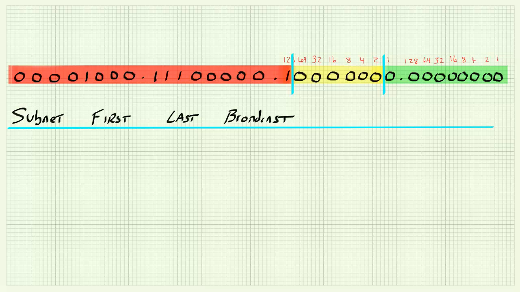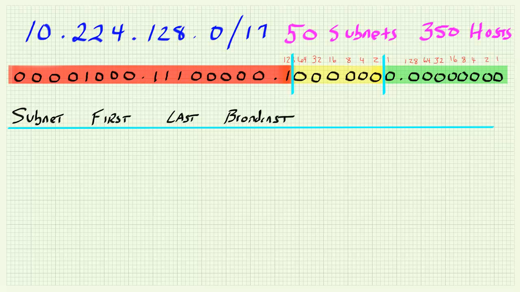So let me go ahead and put on the whiteboard the requirement. This is what we're given. This time, we are given the 10.224.128.0/17 network block. So that's what we're given to work with. Now, we're being asked to take this piece of the IPv4 address space, 10.224.128.0 with a 17-bit prefix, and subdivide it, or subnet it, so that we can have 50 different subnets with at least 350 hosts in each subnet. So that's our task. That's what we're being asked to do.